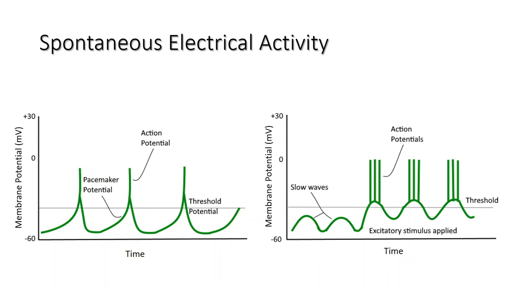Pacemaker cells are found throughout the gastrointestinal tract. Thus, gastrointestinal smooth muscle tends to rhythmically contract even in the absence of neuronal stimulation. Some cardiac muscle cells and some neurons in the central nervous system also have pacemaker potentials and can spontaneously generate action potentials in the absence of external stimuli.